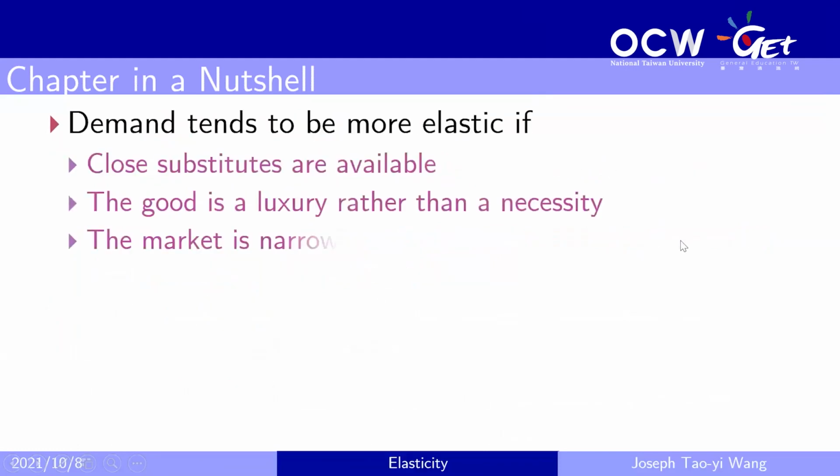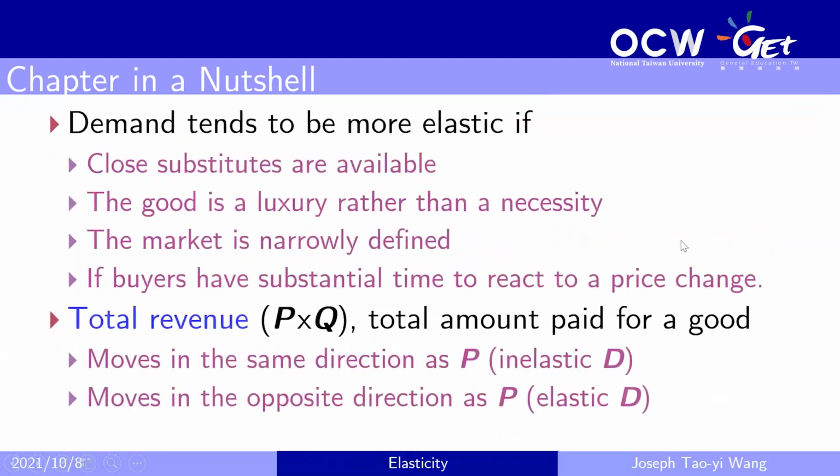And so we talked about why demand will be elastic. It's because there are close substitutes. It's a luxury rather than a necessity. The market is more narrowly defined, or if buyers have enough time to react, like in the long run. And total revenue is affected by this because when you have inelastic demand, it will move in the same direction as the price change. But if you have elastic demand, it will go in the opposite direction of a price change.